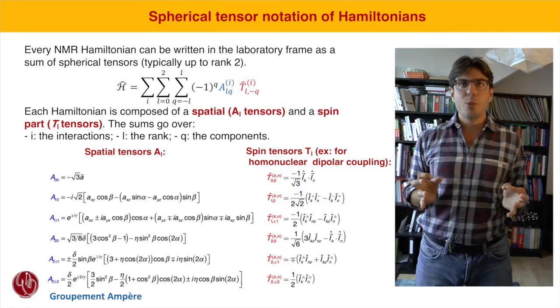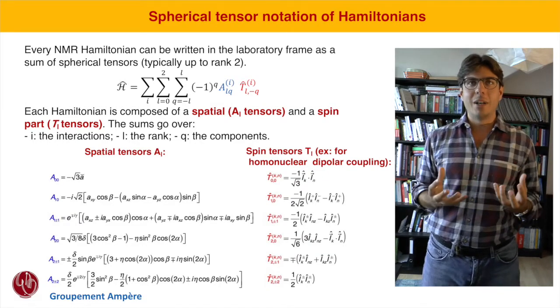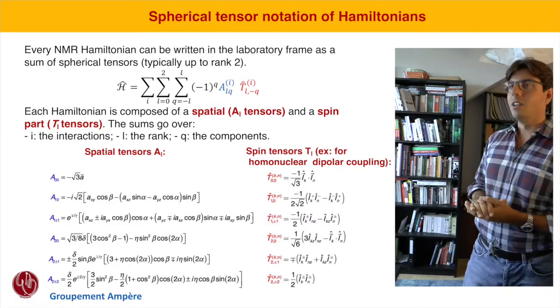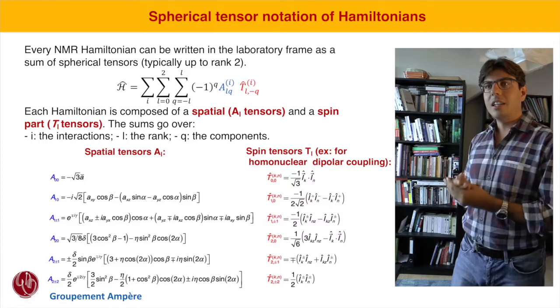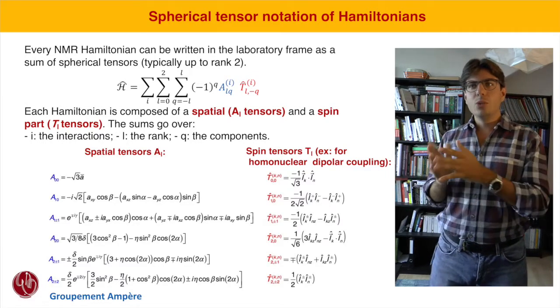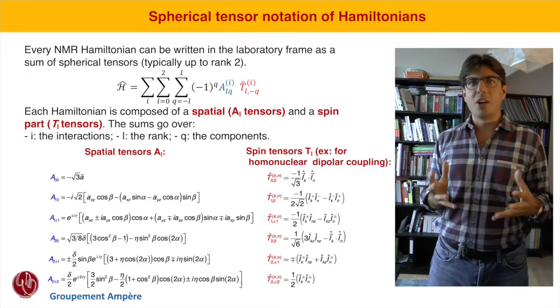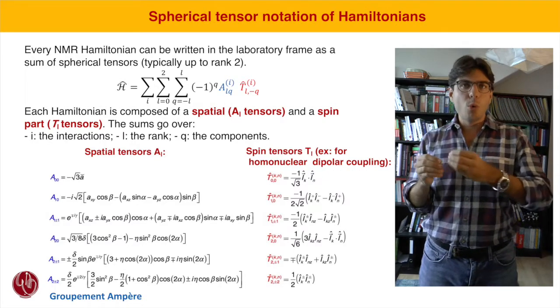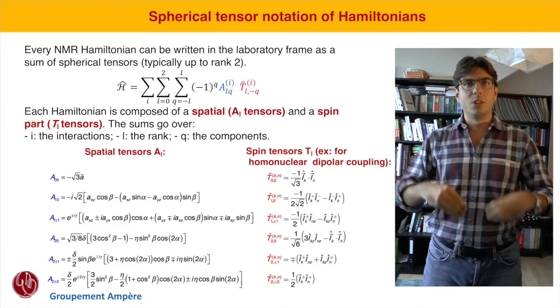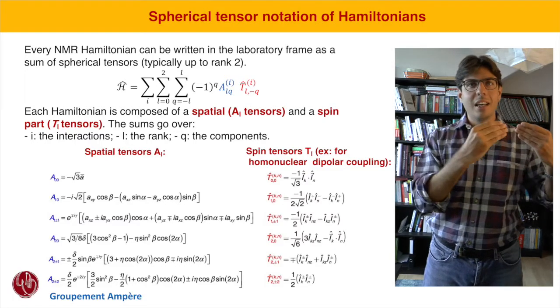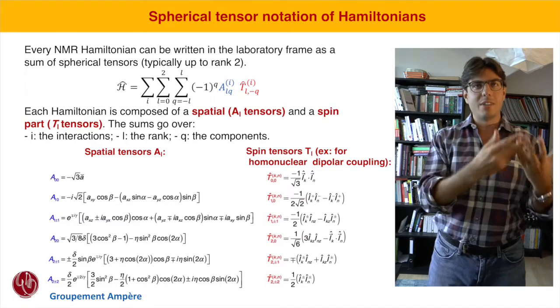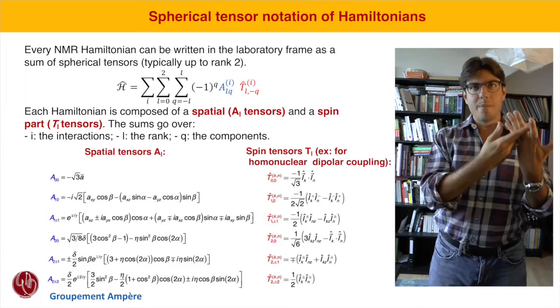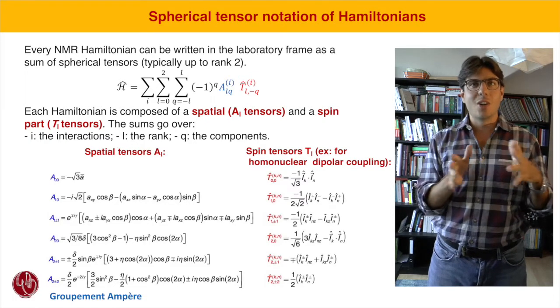And the general formula for every Hamiltonian in NMR, you can see it written up here. You start with your Hamiltonian and it's equal to a sum. And you do 3 different sums in this expression. The first sum that runs over i, this runs over all the interactions that you have in your system. So you will have a sum of, for example, the chemical shift anisotropy, you will have a sum with the dipole Hamiltonian, and so on and so forth.